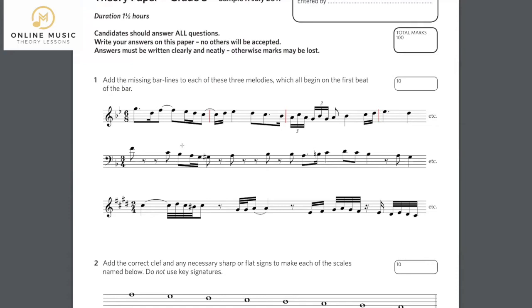Next example, 3/4 means 3 crotchet beats in each bar. So that's going to go just before the G sharp. And the next will be 1, 2, 3. After this quaver here. And here as well. And the final one will be just before the crotchet.